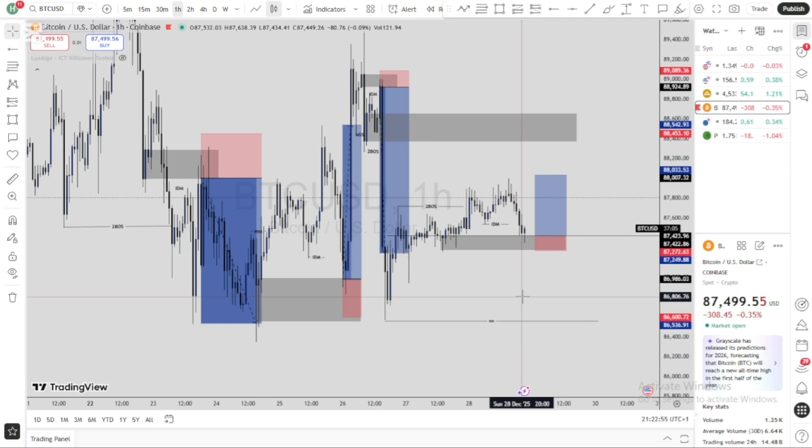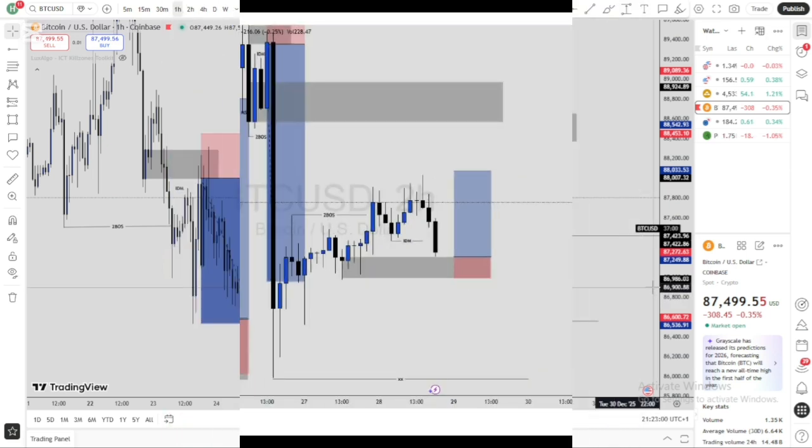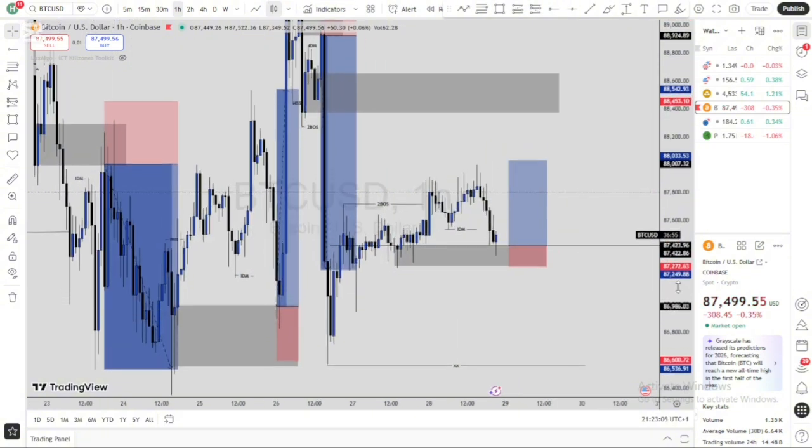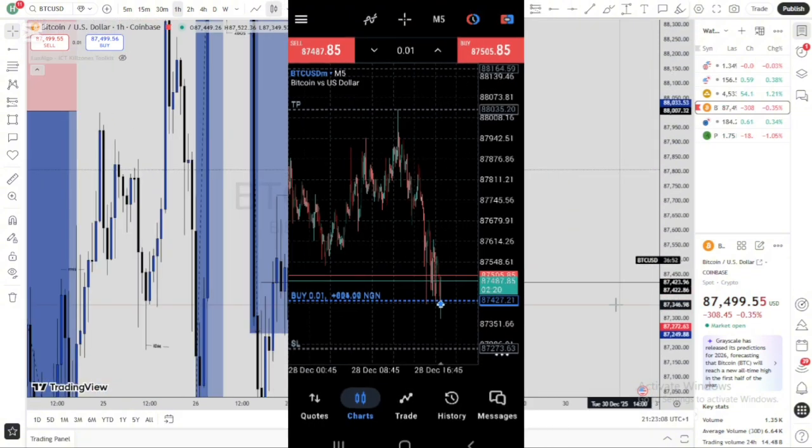And I just anticipated the trade on BTC, and I'll be sharing with you guys how the trade was anticipated. It's a live trade. You can see price just tapped me in. Then you can see the trade running currently on my MT5.